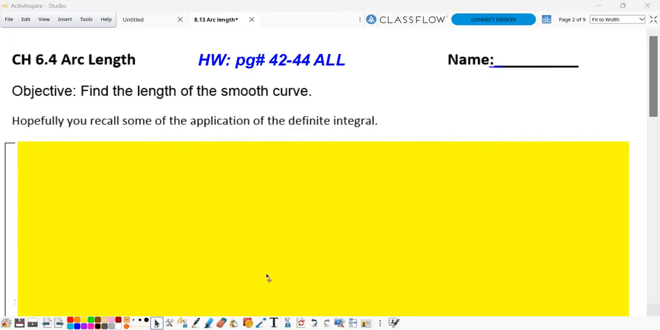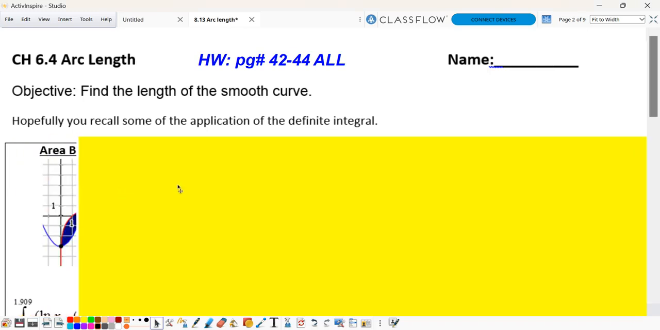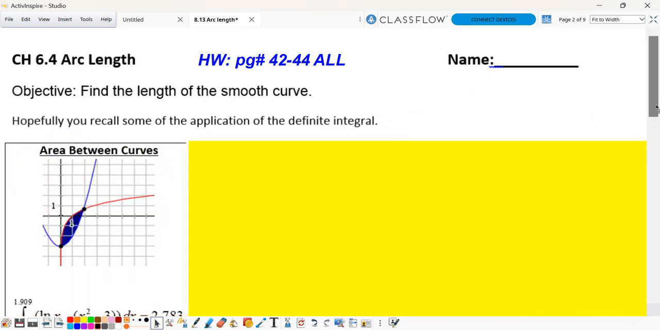Calculus student, in this video I'm going to explain how to find the length of the curve. It is a part of the applications of definite integral, unit 8. Quick review about what unit 8 is about.